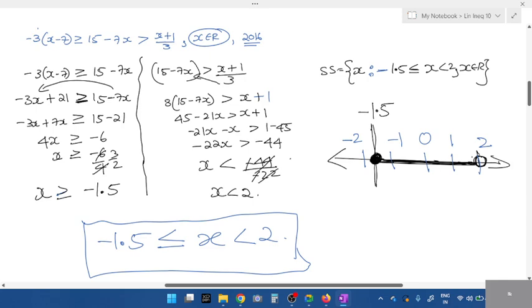Amy, you understood when to draw hollow circle and dark circle?